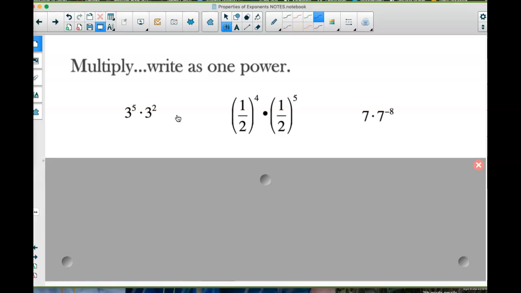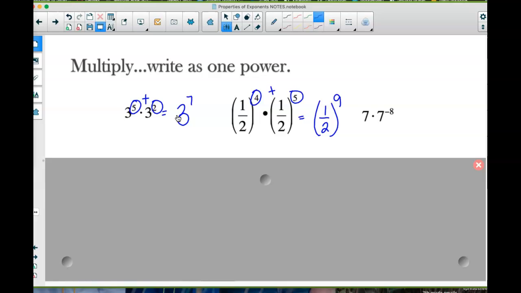So if you want to write these down in your notes, you can write examples. This would be 3 to the 7th because you're taking the exponents and you're adding them. 5 plus 2 is 7. How about 1/2 to the 4th times 1/2 to the 5th? 1/2 to the 9th, because 4 plus 5 is 9.